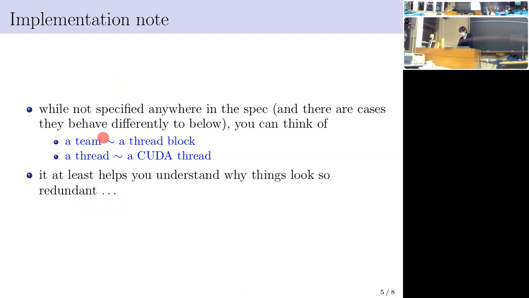So this implementation note, well, it's not actually clearly specified anywhere in the spec. Even if you look into the spec, there's nowhere it says, okay, this team is a thread block and this thread is a CUDA thread. But this understanding at least helps you understand why things look this way, somewhat redundant.